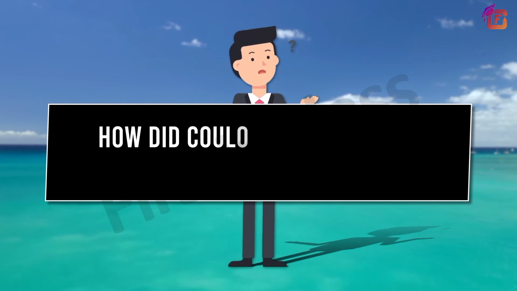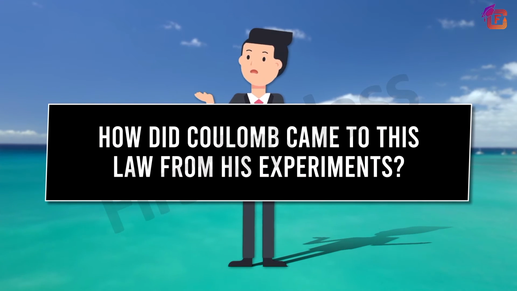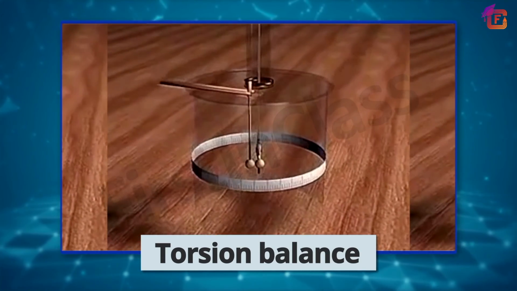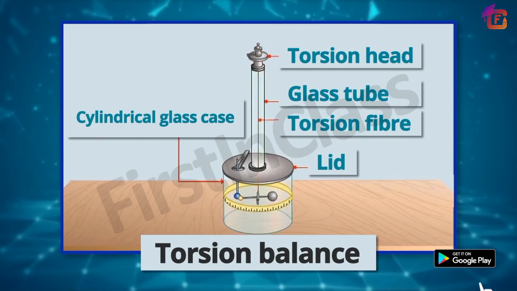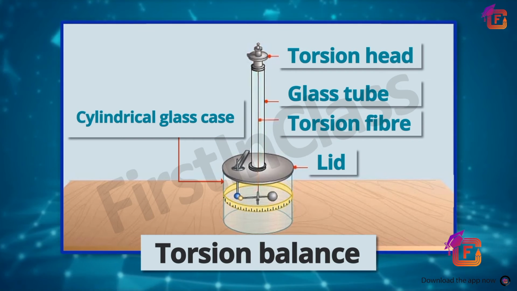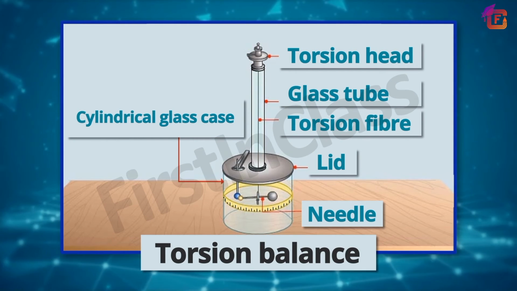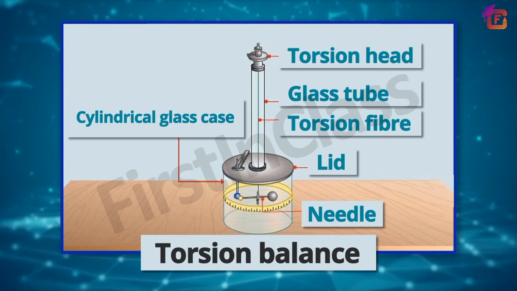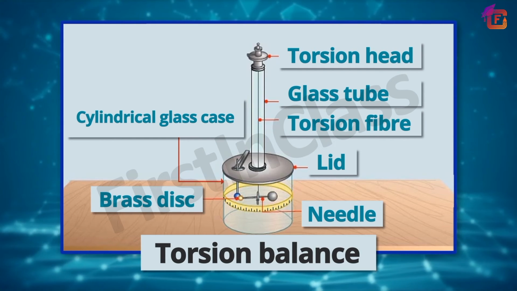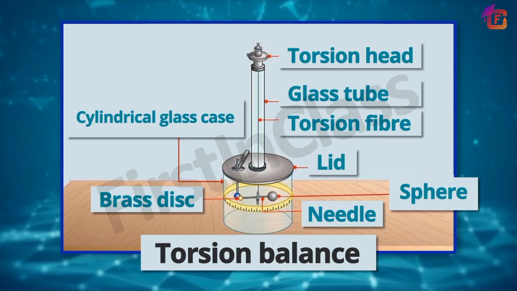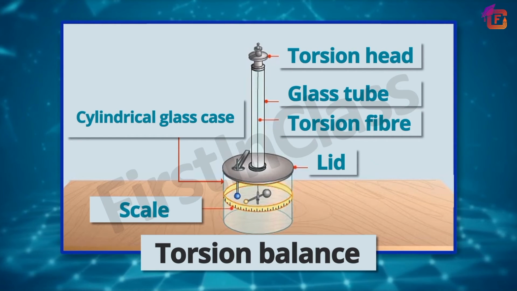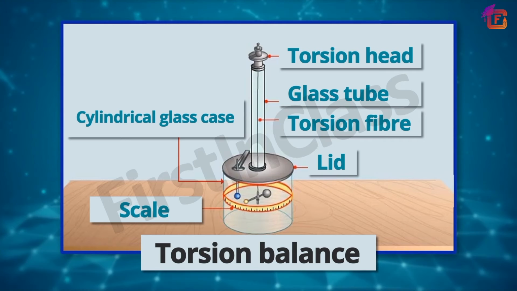But did you know how Coulomb came to this law from his experiments? He measured the force between two charged metallic spheres using a torsion balance which he invented himself. There is a needle freely suspended using a fiber inside a glass chamber. On one end of the needle, a small brass disc is fixed, and on the other end, a sphere of greater width is fixed. A scale is inscribed on the outer chamber to measure the torsion produced in the fiber.